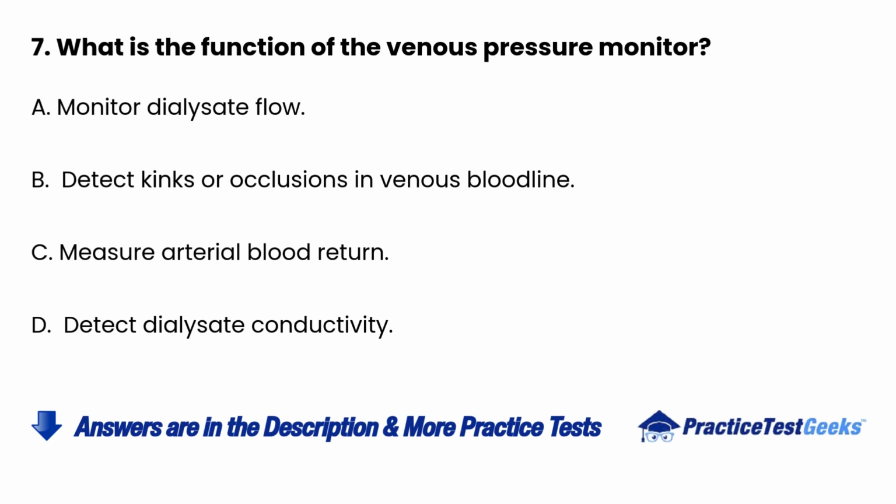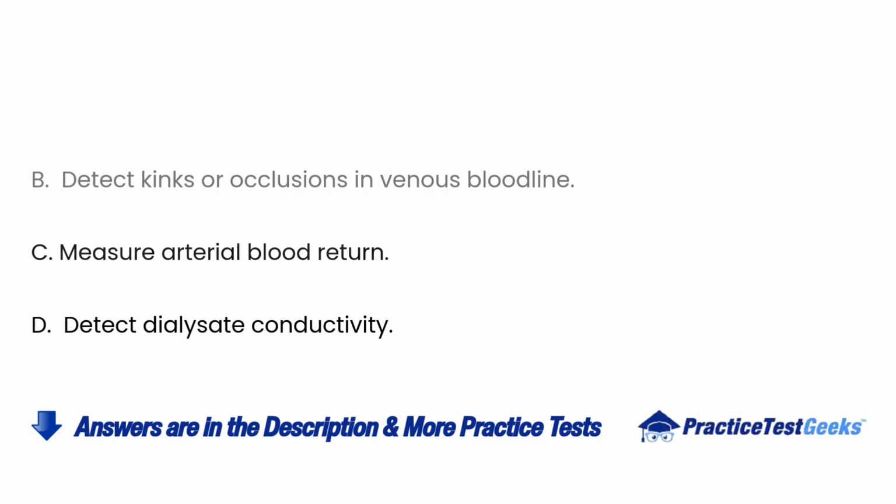7. What is the function of the venous pressure monitor? A. Monitor dialysate flow. B. Detect kinks or occlusions in venous bloodline. C. Measure arterial blood return. D. Detect dialysate conductivity.